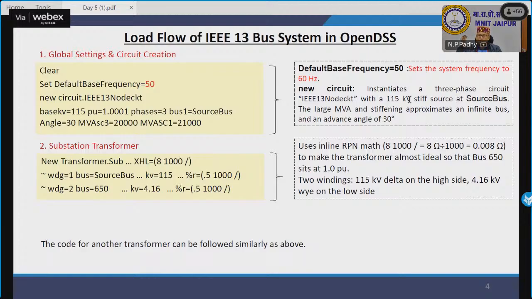Okay, so that is the system description, the first case, the way it has been defined. The second case is the transformer, two windings, of 115 kV delta versus 4.16 kV Y, delta-Y type. So by defining these, you are defining the circuit as well as the transformers of the system. The code for another transformer can be followed similarly as above. Your network may actually have more than one transformer, so then you have to define them again and again.